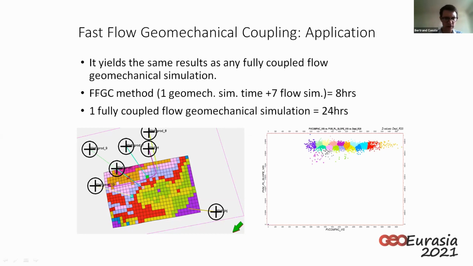So altogether, the fast flow geomechanical coupling takes 8 hours, and it's applicable to any kind of scenario and any kind of configuration. Whereas just one fully coupled flow geomechanical simulation takes 24 hours. What matters is not to bear in mind those figures in absolute terms, but rather the difference. You get results much faster with the FFGC method, fast flow geomechanical coupling, than with the conventional one.